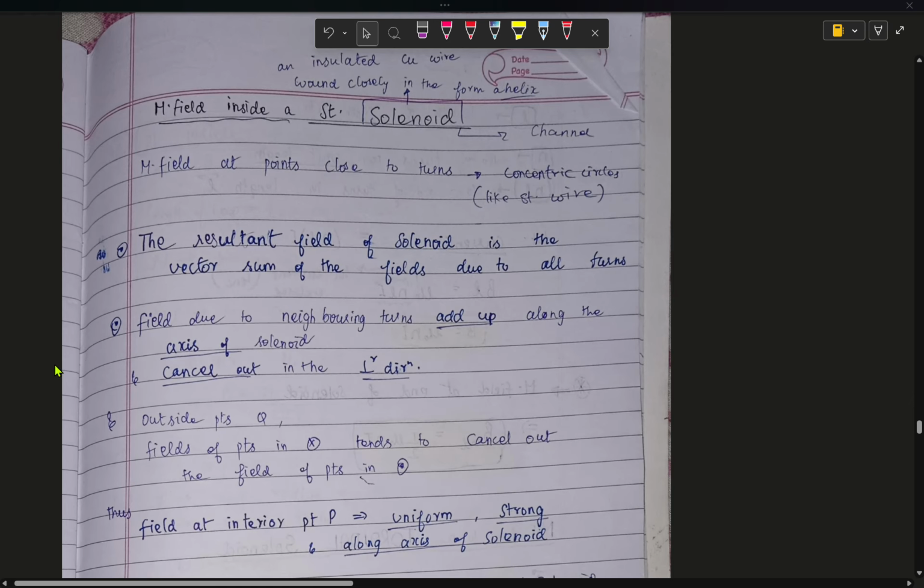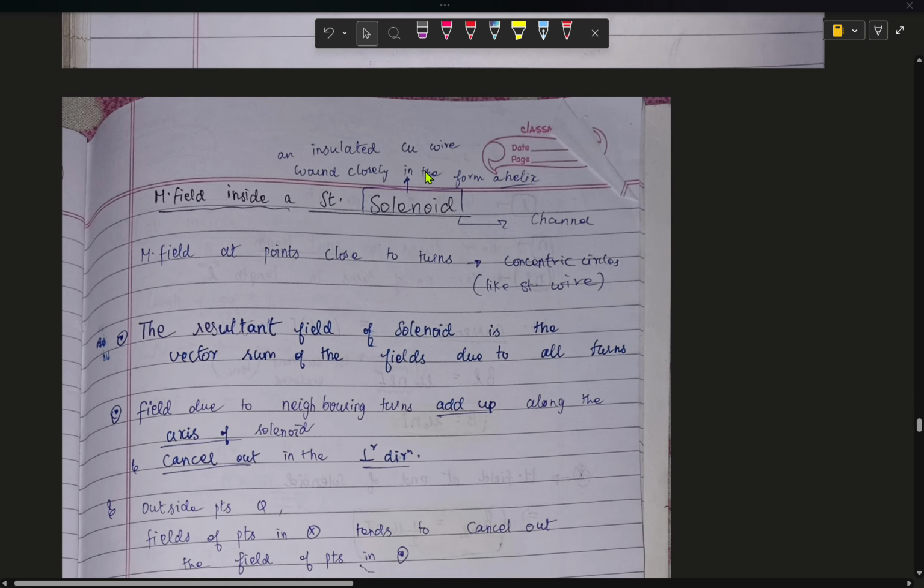Magnetic field inside a solenoid. Solenoid means an insulated copper wire wound closely in the form of a helix. You might have seen it. You can just have a look. It is like this: in a helical path, the wire will be wound. This is a solenoid, so there will be some magnetic field like this.